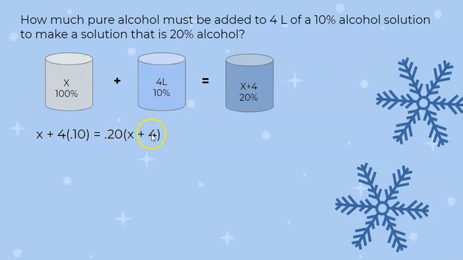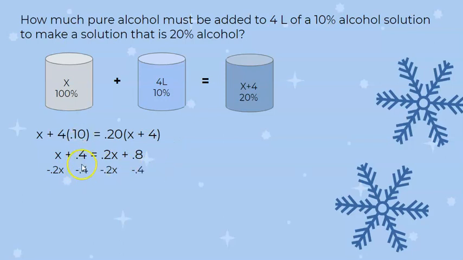And here I'll have to distribute the 0.20 in. The 4 times 0.10 is 0.4. 0.20 times x will be the 0.2x, and then 0.20 times 4 will be 0.8. I need to get my x's together, and I need to get my numbers together. So I'm going to subtract 0.2x from both sides, and I'm going to subtract 0.4 from both sides.